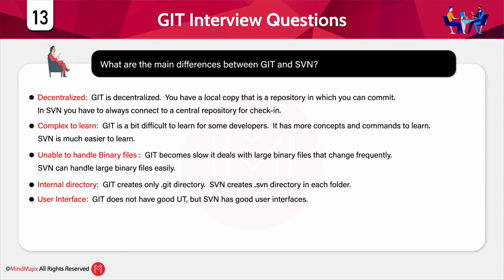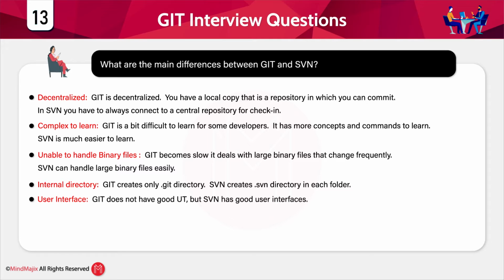Complex to learn. Git is a bit difficult to learn for some developers, because it has more concepts and commands to learn. SVN is much easier to learn. Unable to handle binary files: Git becomes slow when it deals with large binary files that change frequently. SVN can handle large binary files easily. Internal directory: Git creates only a .git directory, guys. This .git directory is a local repository.